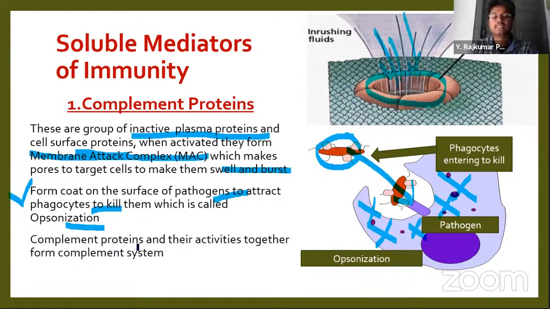Complement proteins and their activities together form the complement system. Finally, what you need to remember is that complement proteins help in making pores in the pathogens, and also in attracting those pathogens to the phagocytes. Phagocytes are always ready to kill the organism.